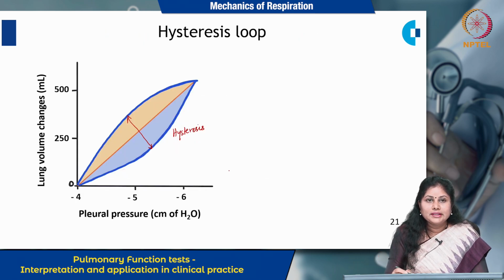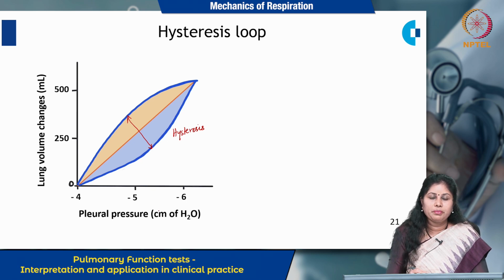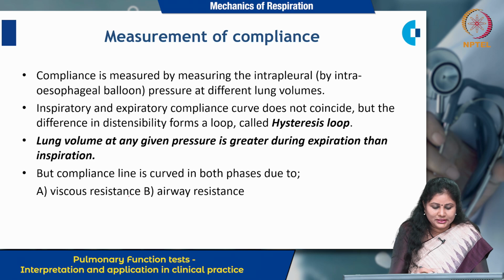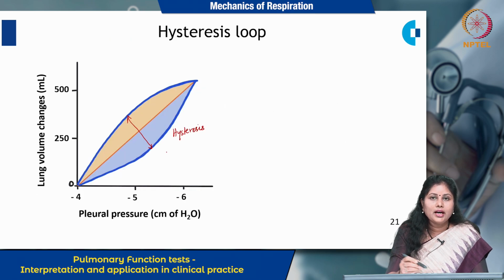If you have noticed this compliance curve during inspiration as well as during expiration, it is not a straight line. The graph relationship between the pressure and the volume is not a straight line, it is curved. This is because the lung has to overcome certain resistance. So, this includes a viscous resistance as well as the airway resistance that the lungs have to overcome in order to get inflated and also during deflation. That is the reason for this curved pattern.